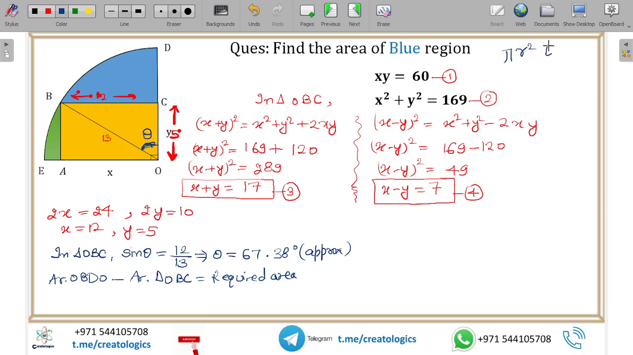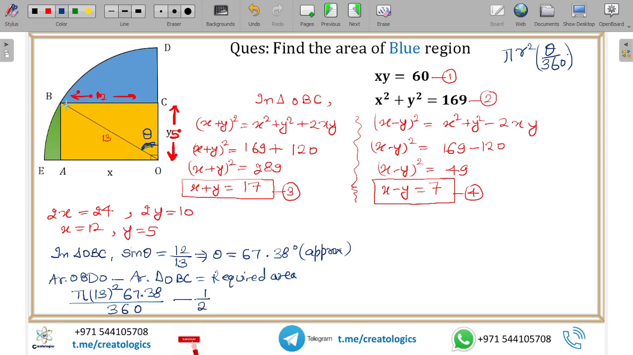Now, for the area of OBDO, as you know, the area of the sector is given by pi r square theta upon 360 degrees. So this gives us pi, times the radius, which is already given to us as 13, squared, times theta, which we already calculated as 67.38, divided by 360. All the values are known to us, we just need to calculate this numerical value, minus the area of triangle OBC.